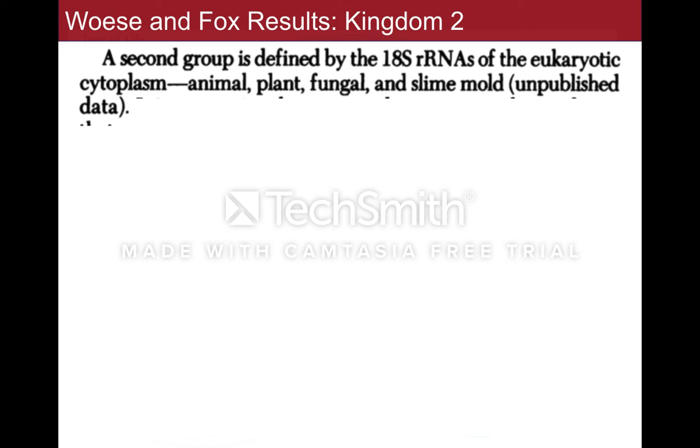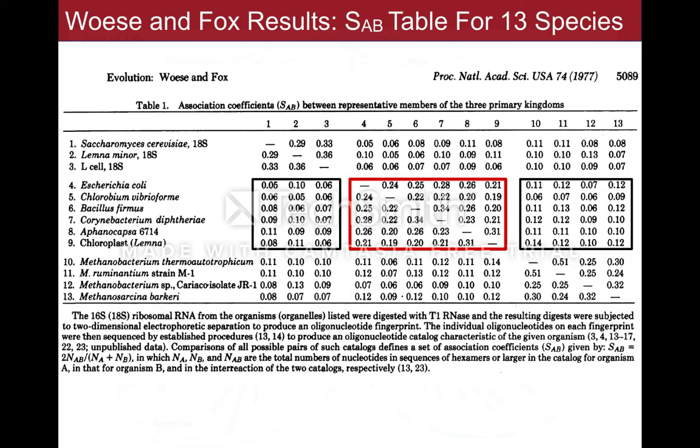Here, another unpublished thing. So here, we looked at animal, plant, fungal, and slime mold, unpublished. Very annoying in retrospect. So go back to the table. They only show three things in this table for the eukaryotes, but you see basically the same pattern. The eukaryotes compared to each other are up here in the upper left, 0.29, 0.33, and 0.36. And if you look at the eukaryotes compared to everything else, none of the values get to that high. Right? This is a similarity score. So the more closely related organisms are, that's the model here at least, the higher the similarity score of their oligonucleotide catalog. And again, it's symmetrical. You have to look at the parts.